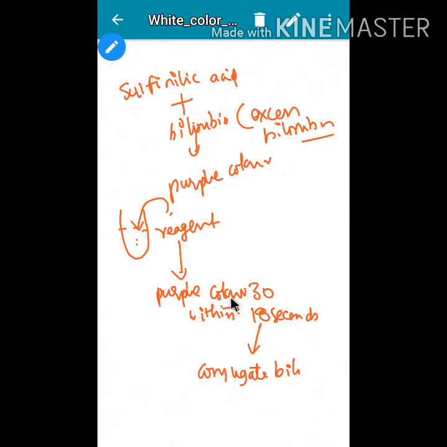Now if you don't get this purple color even within 30 seconds, then we add methanol. Already we have added reagent, but we didn't get the color. Now we added methanol to that. If you get the color within 30 minutes, then the level is due to unconjugated bilirubin.